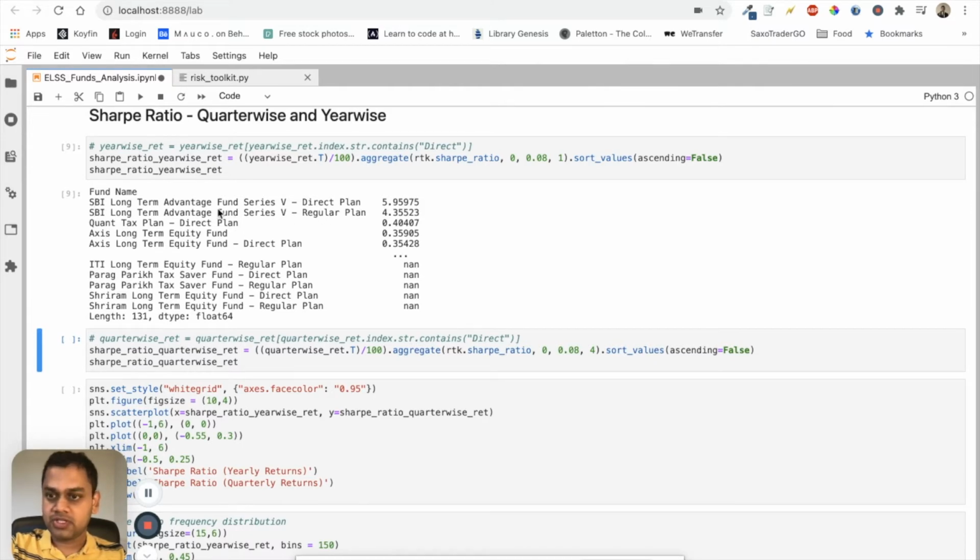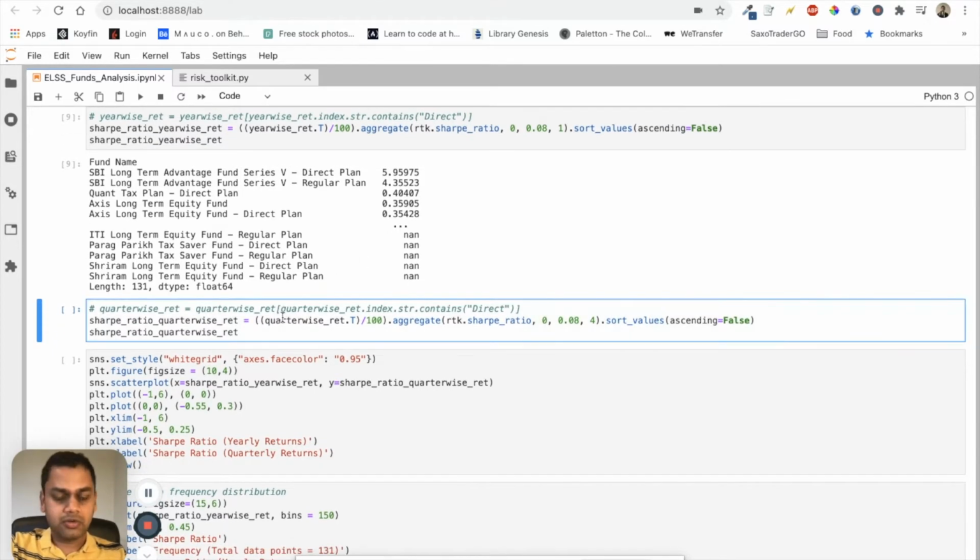We can see that these are the funds that have returned the highest Sharpe ratio. The SBI Long Term Equity Fund Series 5 has a Sharpe ratio significantly higher than the others. I looked into the data, and this is because this fund was only launched in 2018, so it did not suffer as many drawdowns as some of the other funds did in the earlier years. Quantax Plan, an interesting fund, has a Sharpe ratio of 0.4, which is one of the highest compared to the others. We'll be talking about this fund several times.